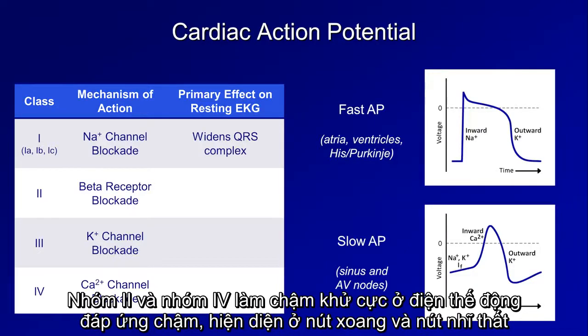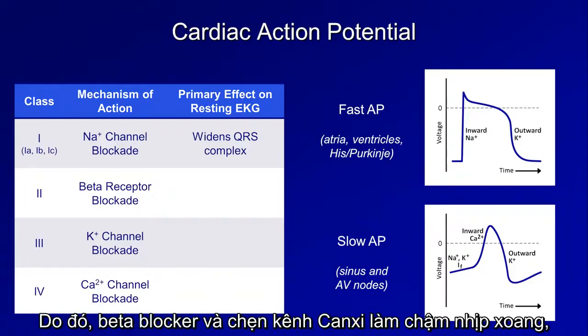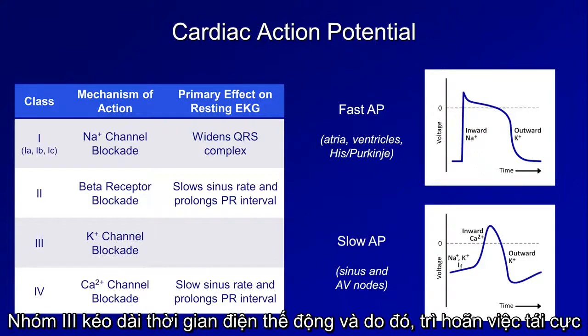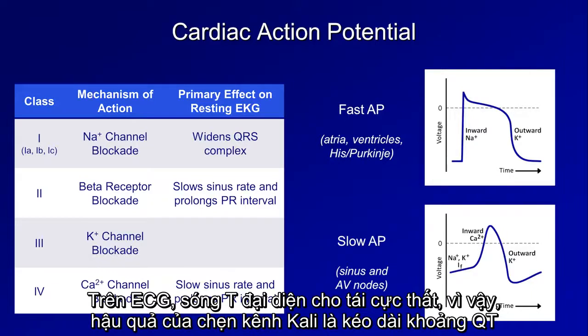Class 2 and Class 4 drugs slow depolarization in the slow response action potential, which is present in the sinus and AV nodes. Thus, beta blockers and calcium channel blockers slow the sinus rate and may prolong the PR interval, which represents physiologic AV nodal delay. Class 3 drugs prolong the action potential and thus delay repolarization. On the EKG, the T waves represent ventricular repolarization, so the consequence of potassium channel blockers is to prolong the QT interval.